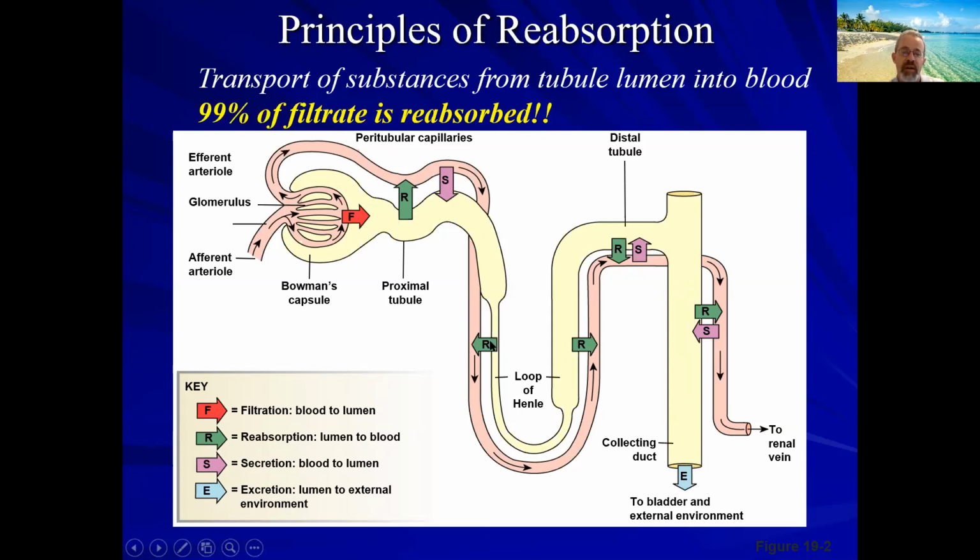Where these arrows are, we're indicating different processes. This red arrow with the F indicates that's where filtration is occurring. And as you know, solutes, glucose, amino acids, water all get filtered, but cells and proteins do not, and so they stay in the blood. Of all those substances that are filtered, 99% get reabsorbed, and you can see the reabsorption occurring quite extensively in the proximal tubule, but then you can also see it in the loop of Henle, distal tubule, and collecting duct. But again, mostly in the proximal tubule.